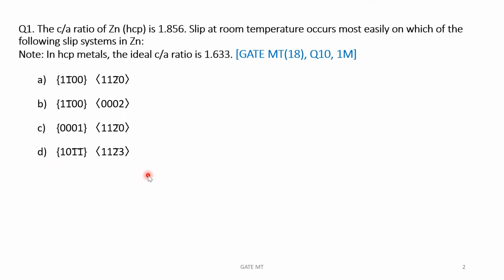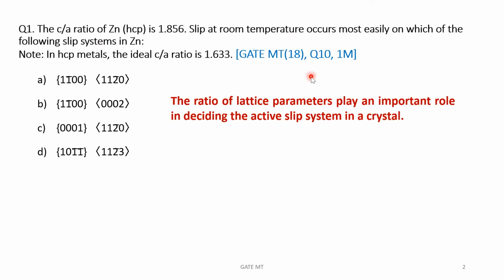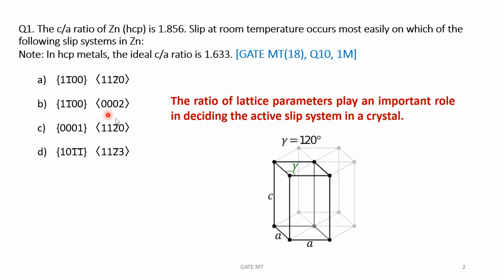Based on the conditions mentioned in the question, we have to decide which of the following slip systems is most favorable. We should always keep in mind that slip occurs on those planes which are the most densely packed. So which of the following will be most densely packed under this condition? We know that the ratio of the lattice parameters plays an important role in deciding the slip system that is active in a crystal.